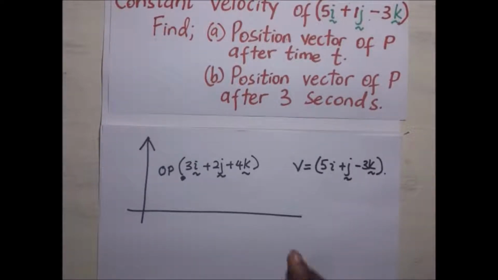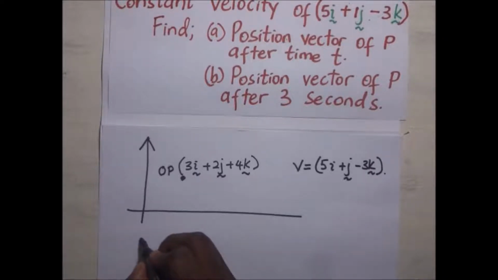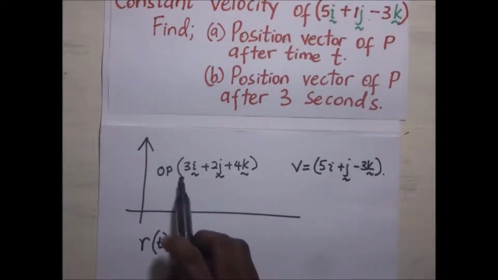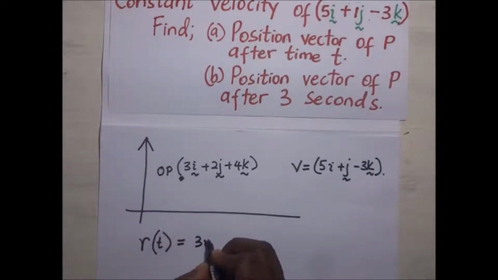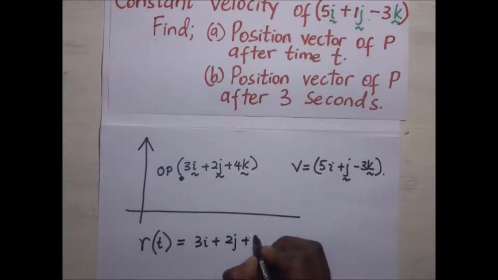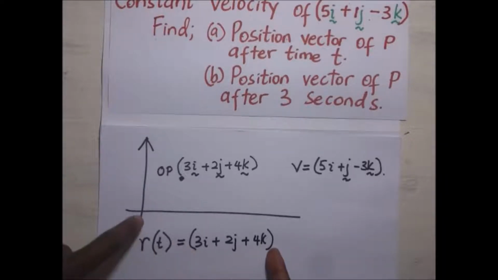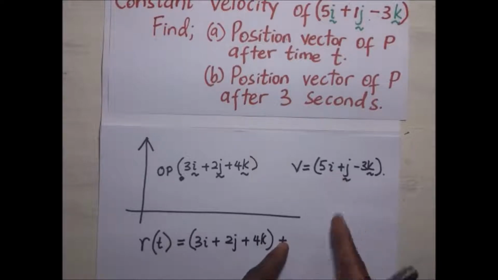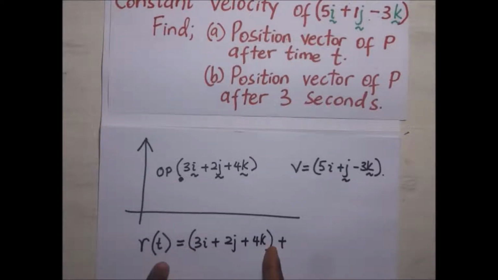For us to find its new position vector after it has moved, let's denote it by r. The new position vector r after a certain time t is going to be given by the initial position vector, the place where it was initially, which was 3i plus 2j plus 4k. This is the position vector from the origin initially. Then plus, we add the extra distance that it moved, so we add the distance it moves with this velocity to the distance it is from the origin, to get its new position vector from the origin.